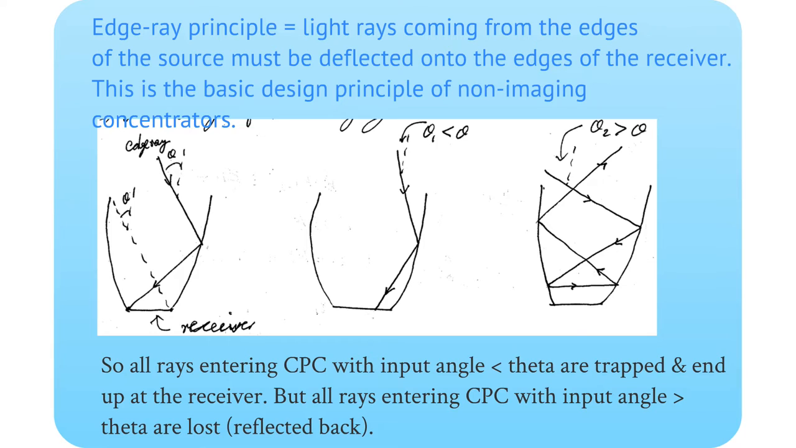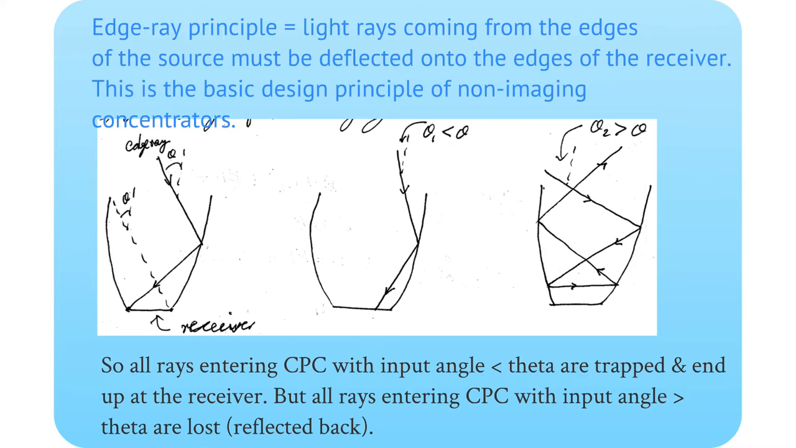So again, just from a visualization point of view, if you have an edge ray at an angle theta, that's the acceptance angle, it will end up at the edge point of the receiver. Now, if I have a ray coming at an angle that's smaller than theta, inside my acceptance, that means it'll end up somewhere in between. It'll be on the receiver, but somewhere in between. I don't know exactly where.